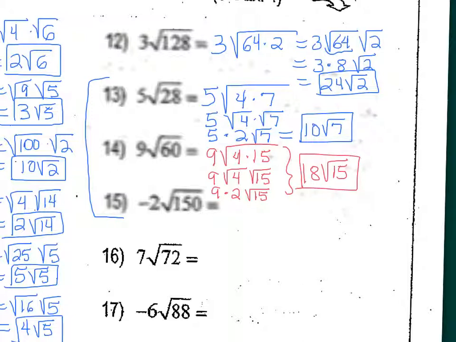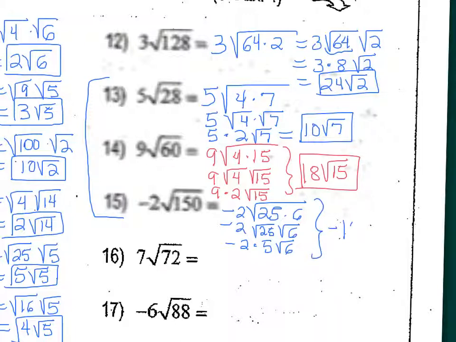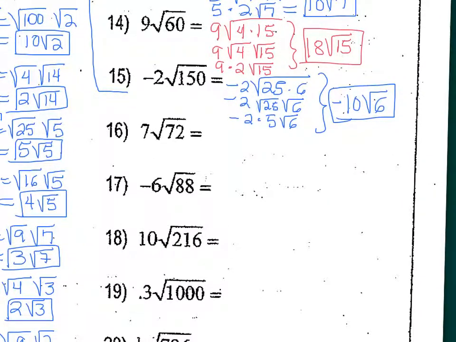Who got the factors of 150? 25 times what? 6. That is right. 25 times 6, square root of 25, square root of 6. And the square root of 25 is what? 5. And then negative 2 times 5 is negative 10 square root of 6. Yes. Okay, now let's go ahead and do number 16.